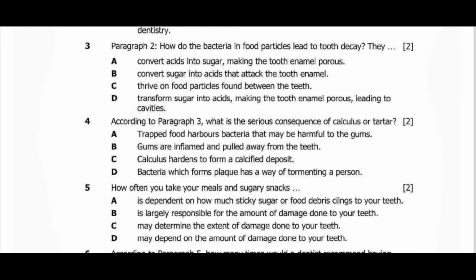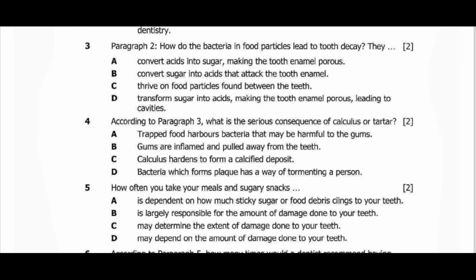Then paragraph 2 also: how do the bacteria in food particles lead to toothache? They convert sugar into acids that attack the tooth enamel, okay? So this seems like an answer. Now let's look at C: thrive on food particles found between the teeth.